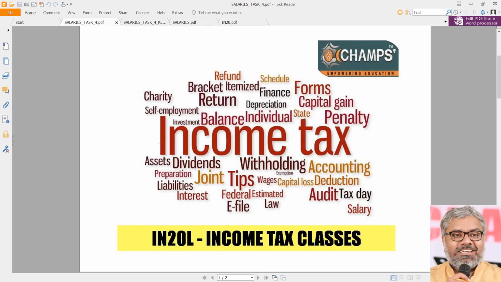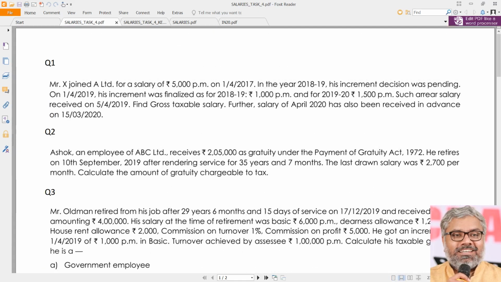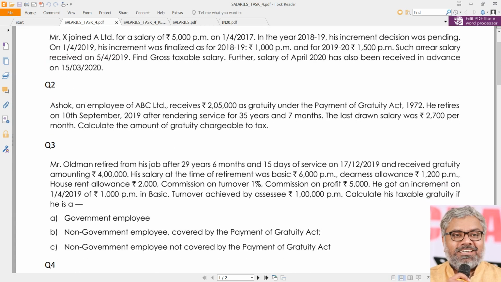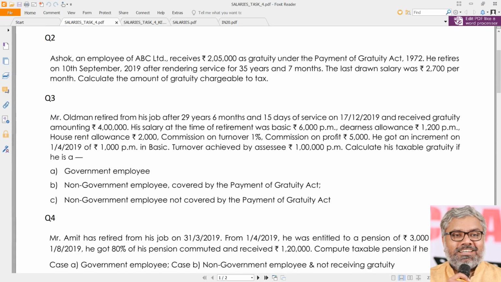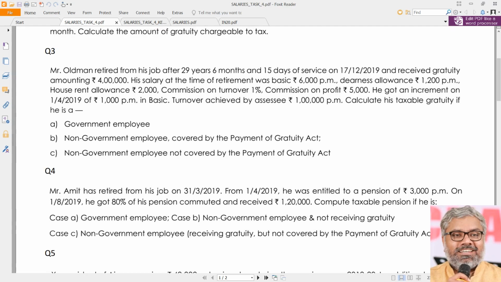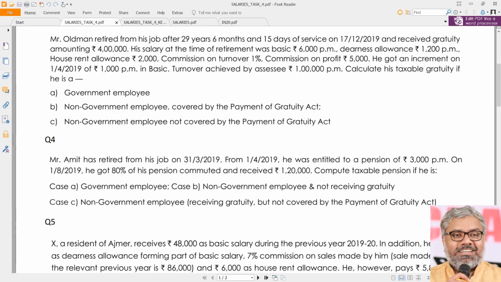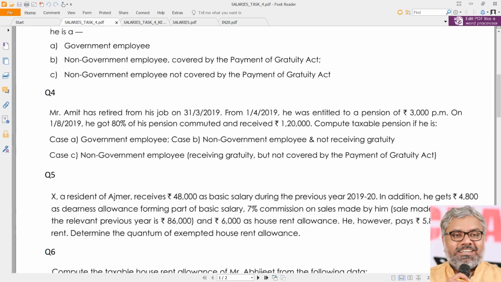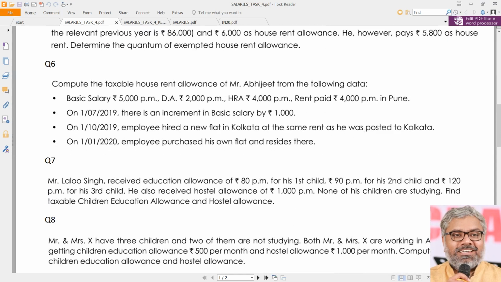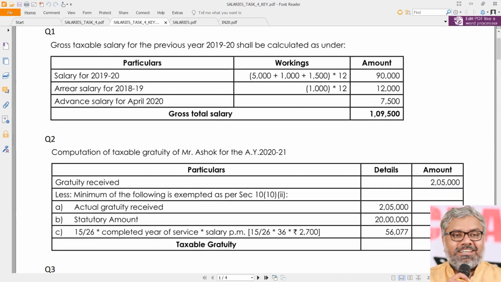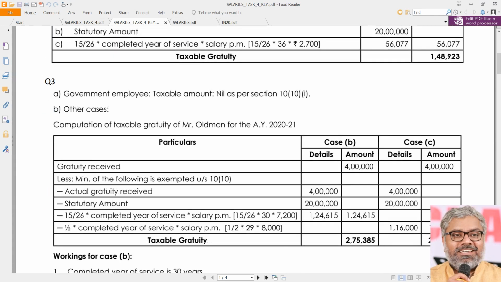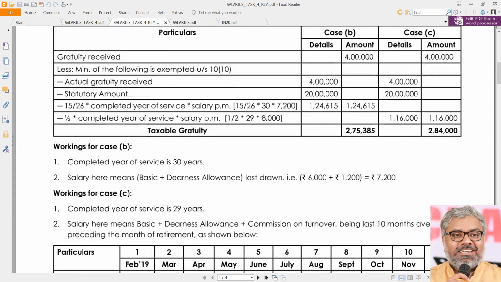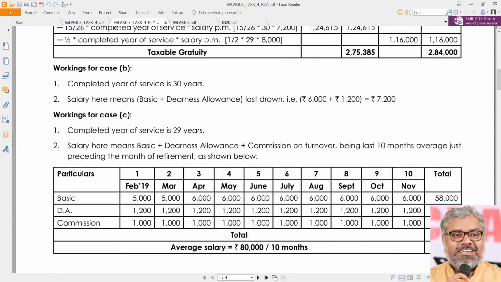Earlier, I have given you a task related to salaries, particularly covering the concept of arrears of salary, advance salary, HRA, gratuity, and pension. I hope you all checked your answers with the key that has been provided to you. If there are any doubts about solving these questions, you can always post them.